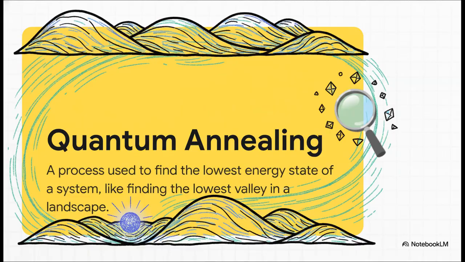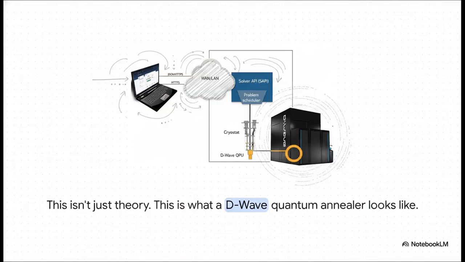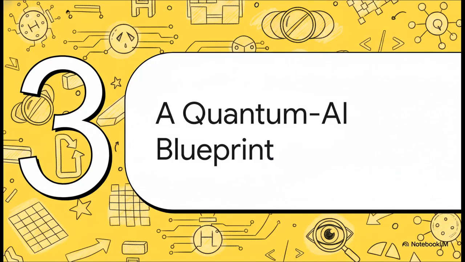And just so you know, we're not talking about science fiction here. This is the actual hardware. You can see how a regular laptop connects right to the D-Wave system through the cloud. You send your problem over, it gets scheduled, and then it's run on the quantum processing unit, the QPU, which lives inside that huge, super-cooled cylinder. This is real.